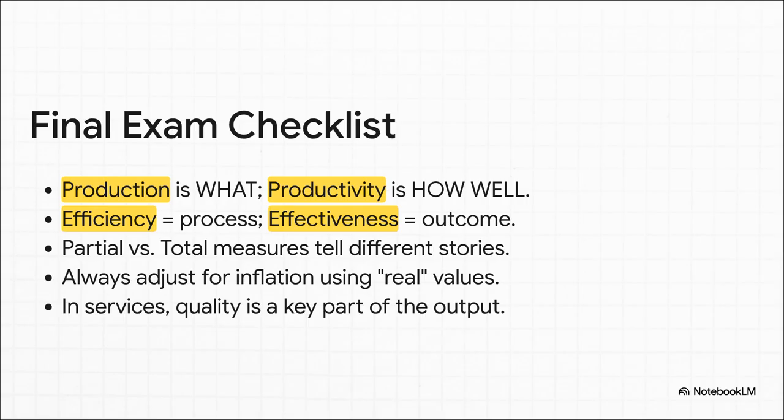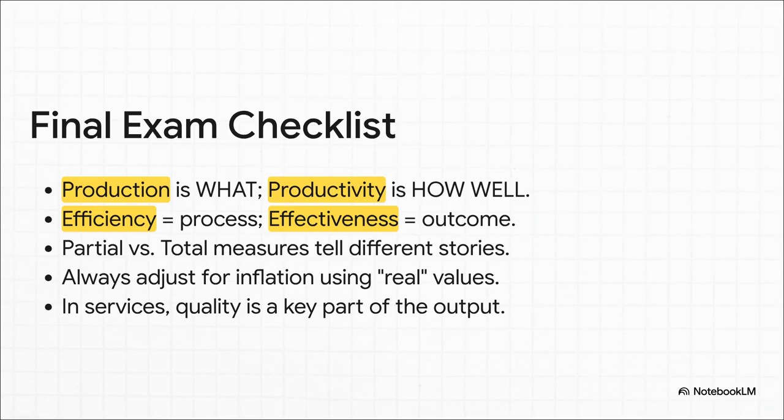1. Production is the what, productivity is the how well. It's count versus ratio. 2. Efficiency is doing things right. Effectiveness is doing the right things. Process versus outcome. 3. Partial measures can lie. You need total productivity for the full story. 4. When money's involved, always adjust for inflation. Always. And 5. In services, quality is a key part of the output.